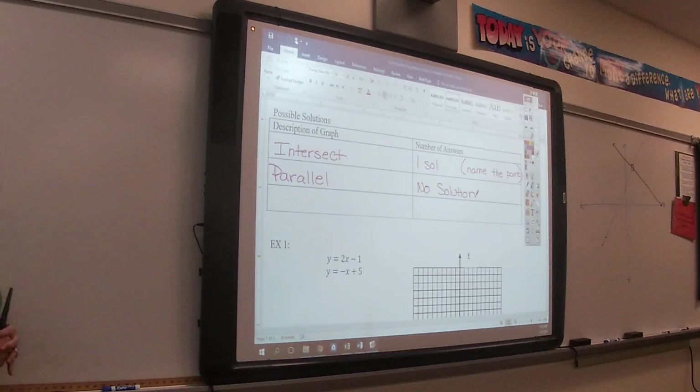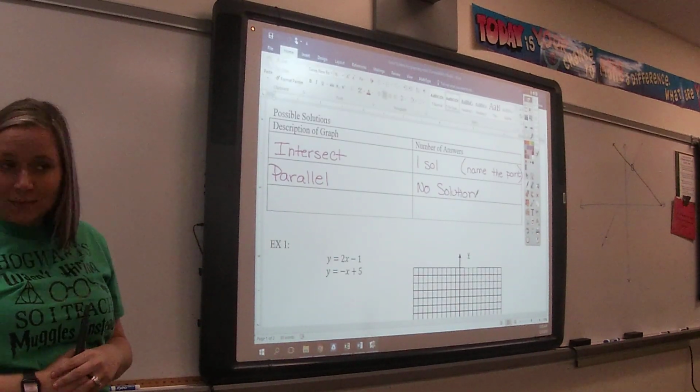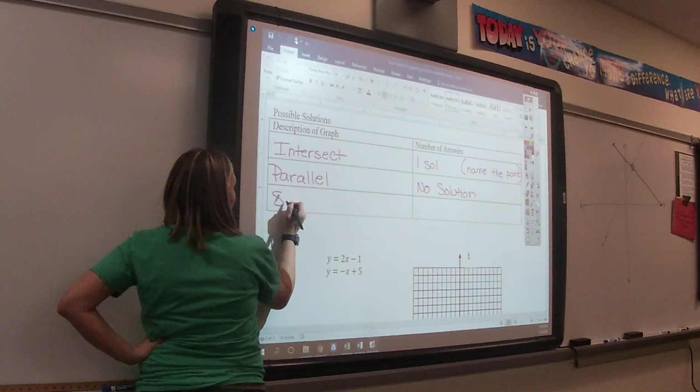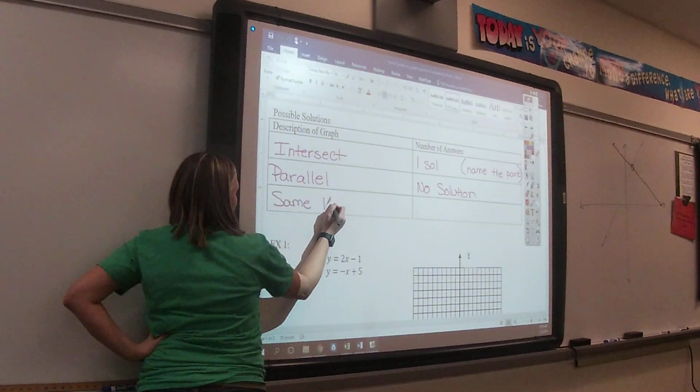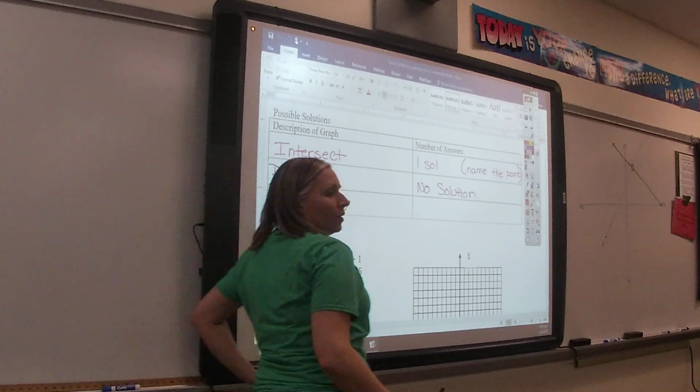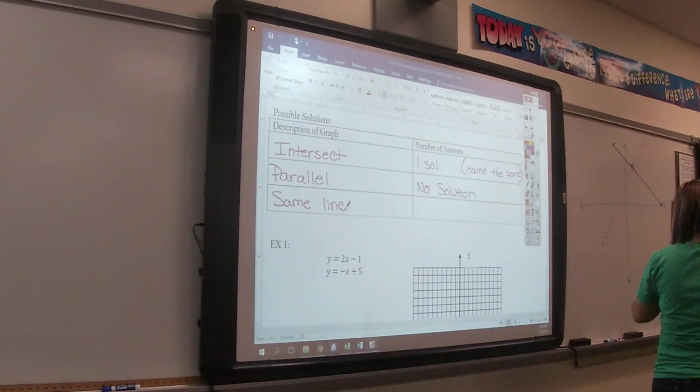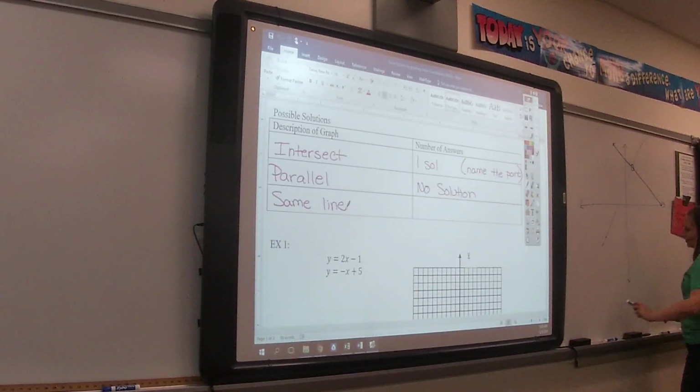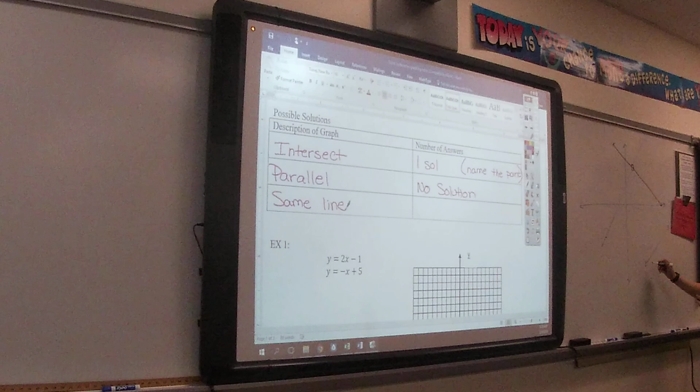We could also graph two lines, and they might actually be the same line. What do you mean by the same? So when I graph it, this is my first line, and then I go to graph the second one, and its points fall right on top of it.